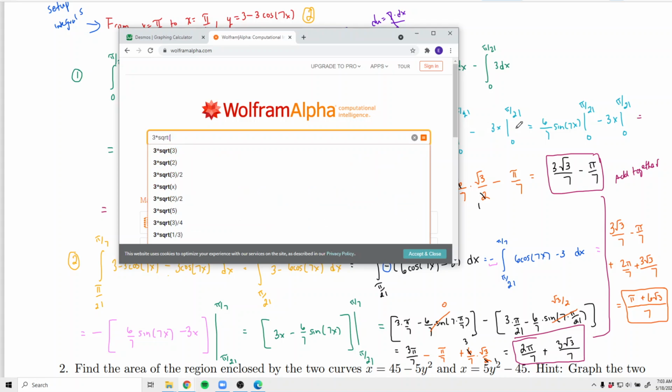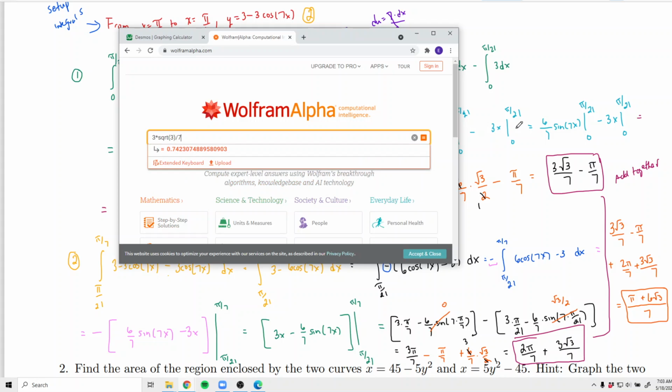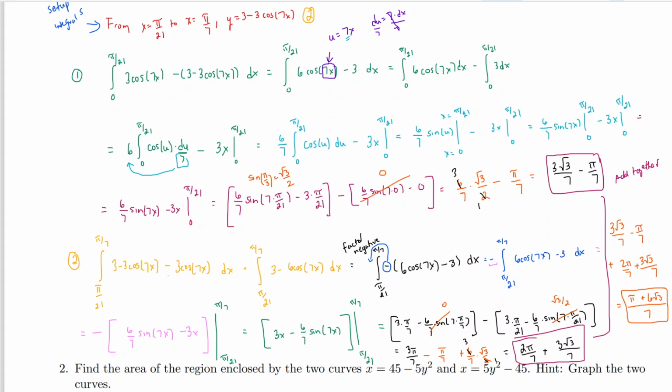So we can just check this real quickly. 3 times the square root of 3 divided by 7 minus pi over 7. And you see that this is positive, so this is good. If we mess it up, it would be negative. And then this one's definitely positive because we're adding two numbers together that are positive. So we didn't mess that one up, but that's pretty much the only thing you can do to really check.